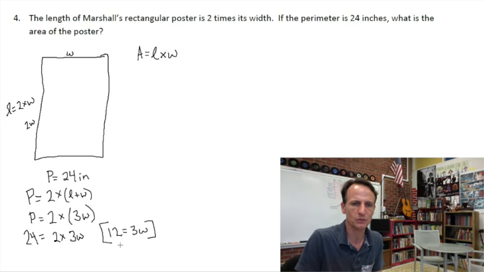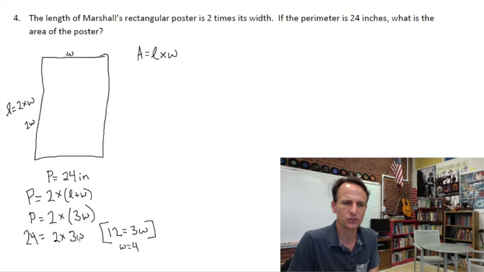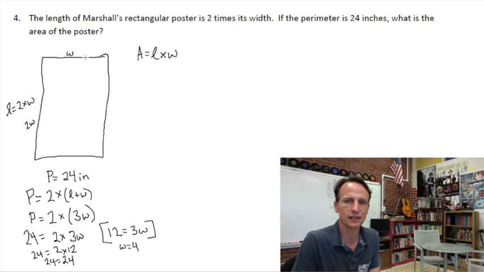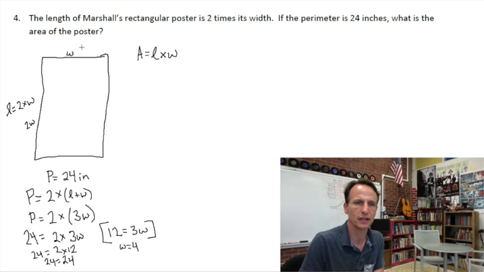If the width is 4, well then let's try that out. So 24 is 2 times 3 times 4, which would be 2 times 12, right? So 24 equals 2 times 12. 24 equals 24. It checks out. And see if this makes sense up here. If this is 4 inches, the width, then what's the length? Well, let's double it, right? 2 times the width. So this would be 8 inches.